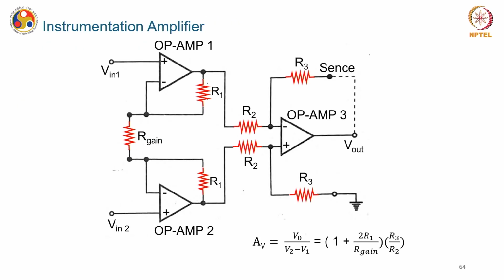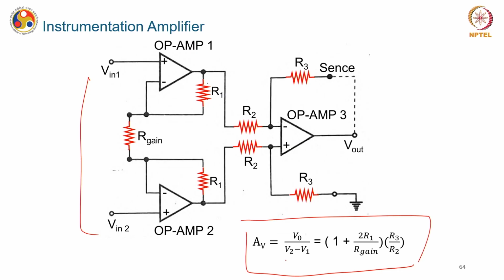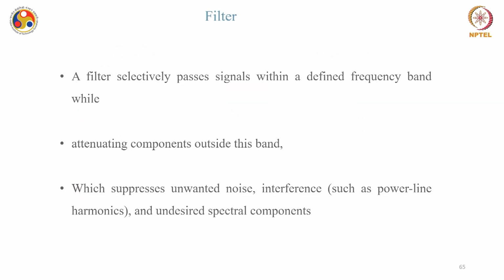And then we went to the instrumentation amplifier, and we have seen that 3 op-amps can be configured in 2 stages to make a device with very high input impedance. So this was constructed using op-amps, and the gain of this instrumentation amplifier was found to be (1 plus 2R1 by R gain) into R3 by R2, and this resistance was very interesting for us, as we found that using this external resistance the gain of the instrumentation amplifier can be tuned.